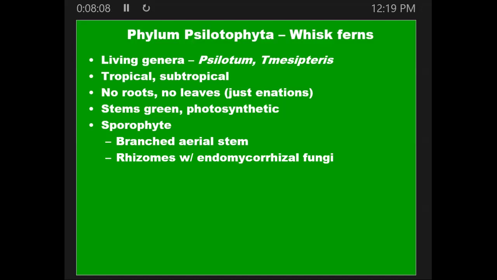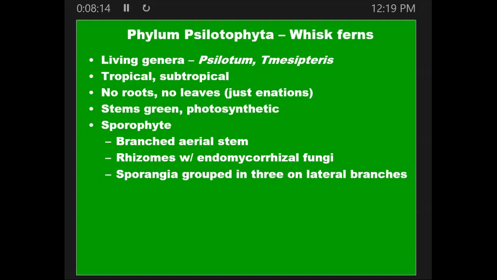And they do form a relationship with mycorrhizal fungi, the endomycorrhizal or the VAM type fungi. And then those yellow structures in that previous image, those are the sporangia. They're always clustered in 3. That's the pattern for whisk ferns. You look for a cluster of 3 sporangia, and they typically show up yellowish when they're mature.